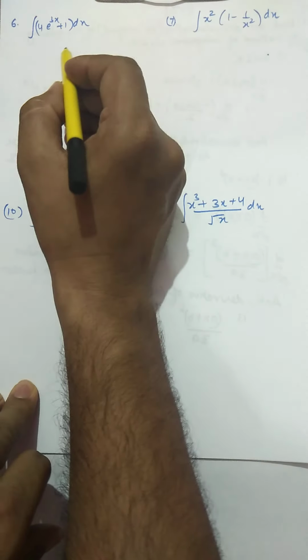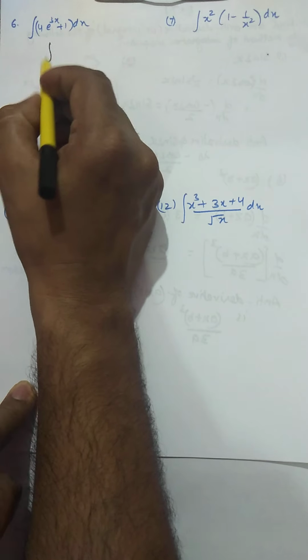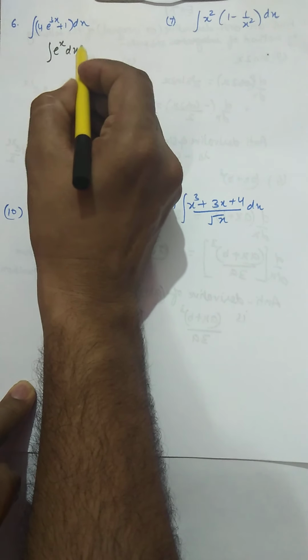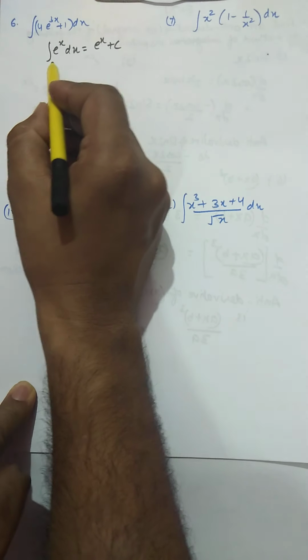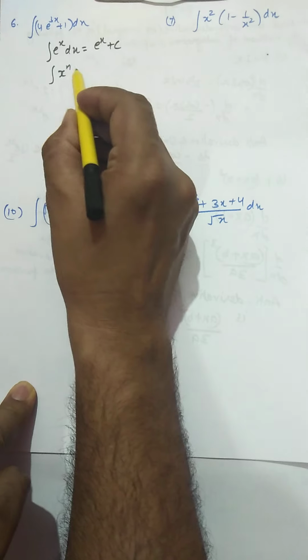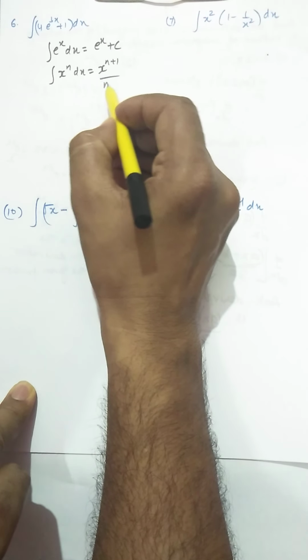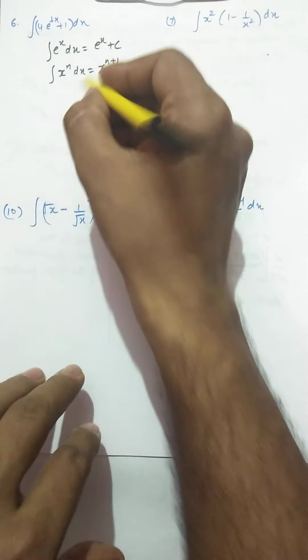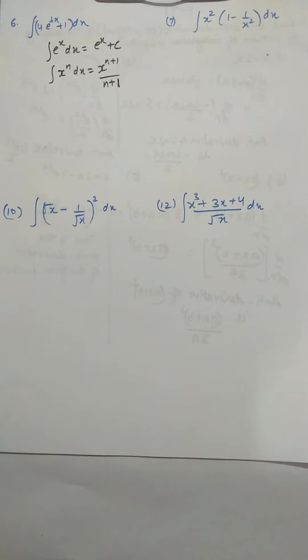So let me give you some formulas of integration. I'm writing it once. So the integration of e^x dx will be e^x plus c, and similarly the integration of x^n dx will be x^(n plus 1) upon (n plus 1). So these are the two important formulas that we are going to use in these four questions.